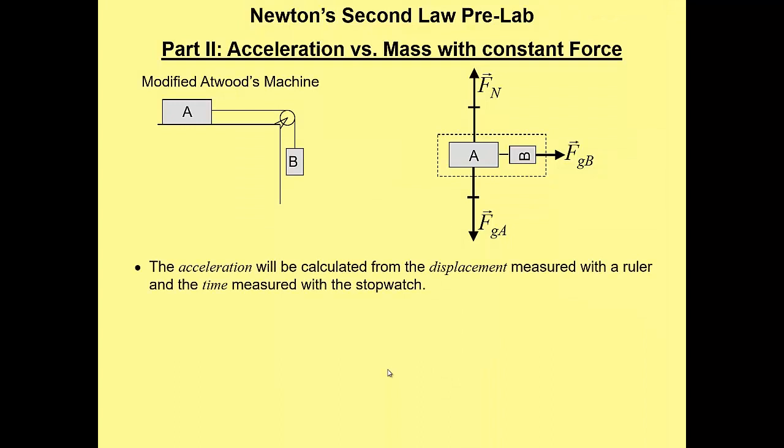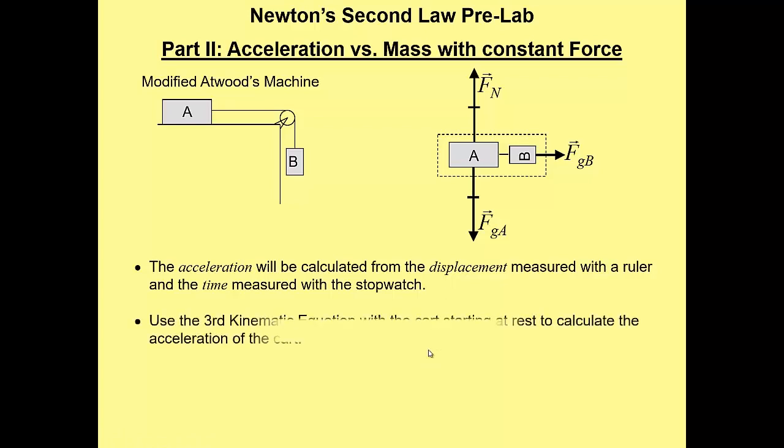We're going to have to calculate the acceleration, and we're going to do this the exact same way you did part 1. You're going to use the ruler to measure a displacement and the stopwatch to measure the time it takes to move a certain displacement. Again, we're going to use 40 centimeters or 0.40 meters. And then you'll be able to use the third kinematic equation to calculate the acceleration. Here's the third kinematic equation. Displacement is initial velocity times time plus 1/2 the acceleration times the time squared.